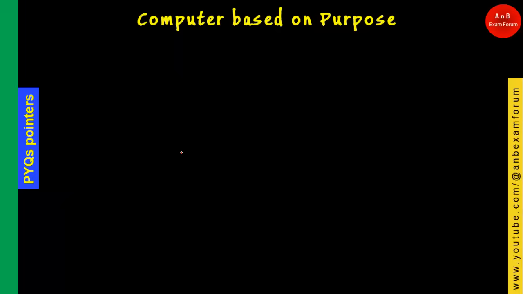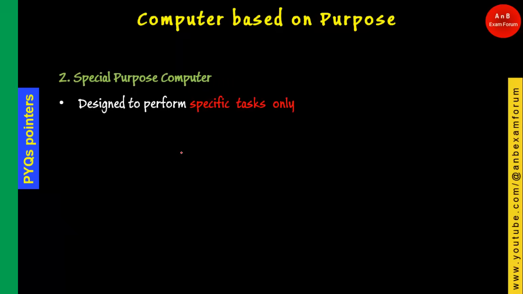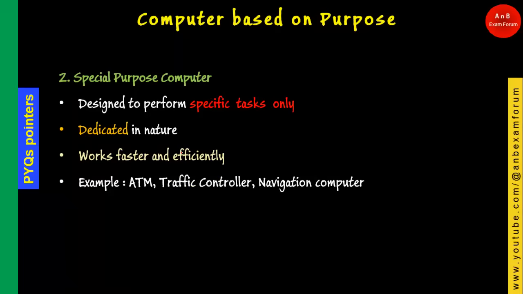On the contrary, special purpose computers are designed to perform a specific task only, which are dedicated in nature, and the main purpose is to work faster and efficiently. If you talk about an ATM, that is an automatic teller machine, which is used to dispense cash from the bank, this is a special purpose computer. How is it a special purpose computer? Because it is dedicated to withdrawing money from the bank, only a specific task.